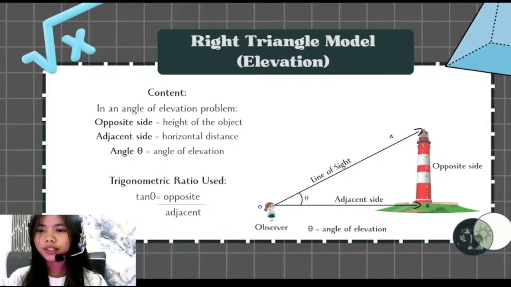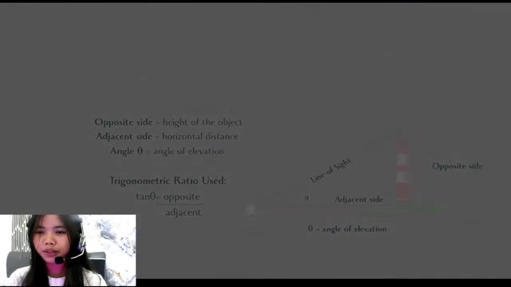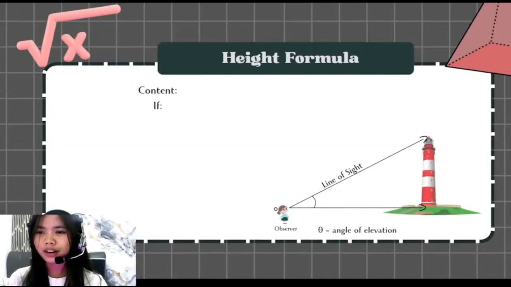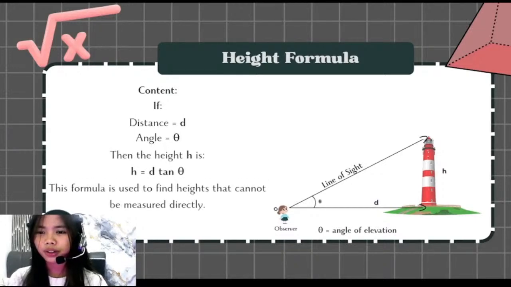This is important because many real life situations form right triangles, like measuring the heights of buildings, the distance across a river, the slope of a road, or the angle of elevation and depression. This formula is used to find heights that cannot be measured directly.